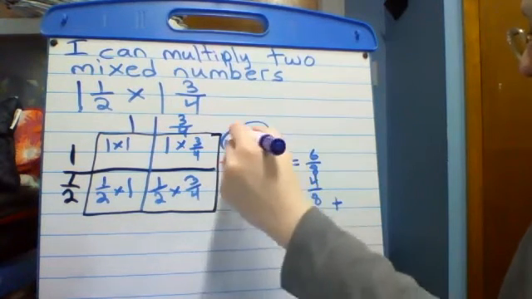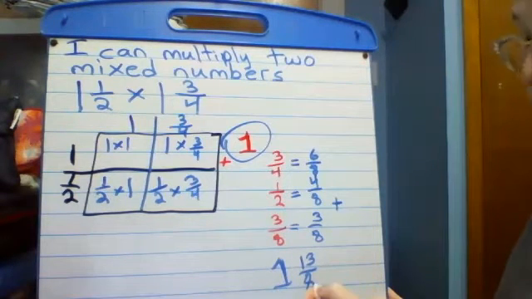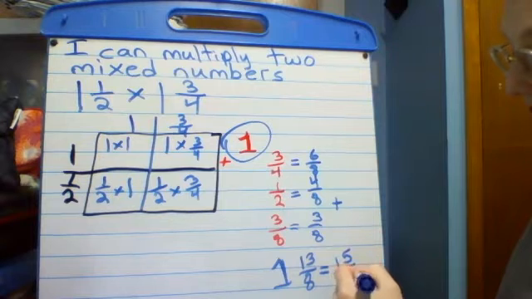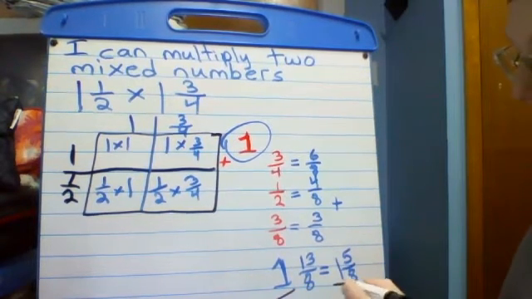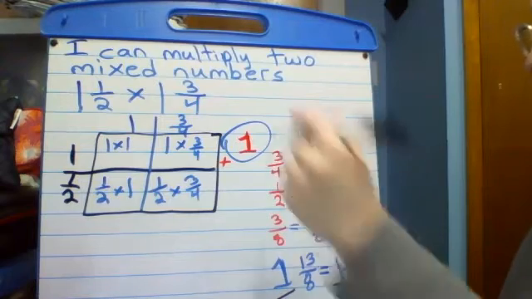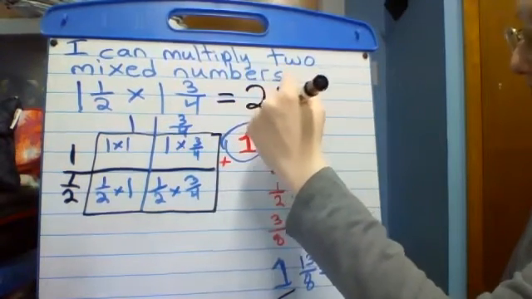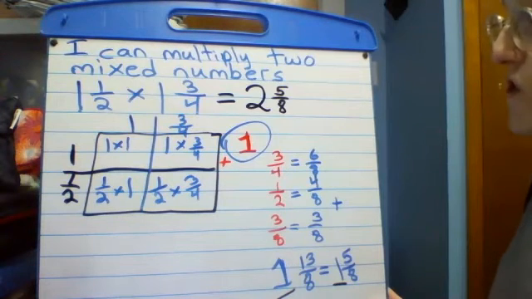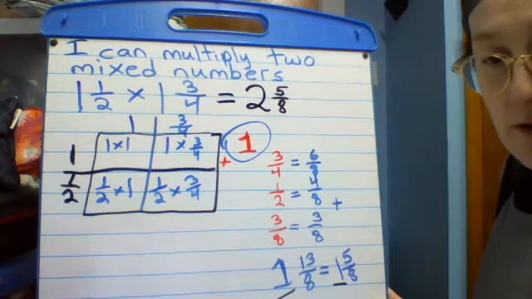13/8. Don't forget the 1. We have 1 and 13/8. Of course, we're going to change 13/8 to be 1 whole and 5/8. So altogether, this 1 plus this 1 and the 5/8 is going to equal 2 and 5/8. Now that was a lot of work. It really, really was. So let's try it using method B and see how it goes.